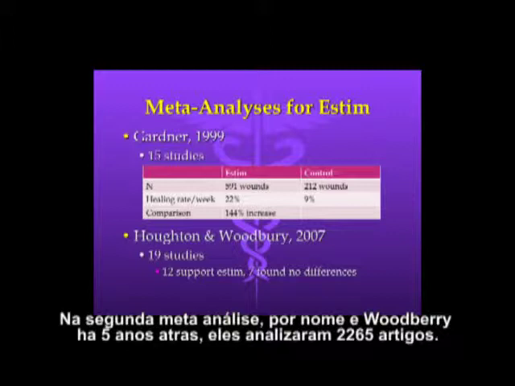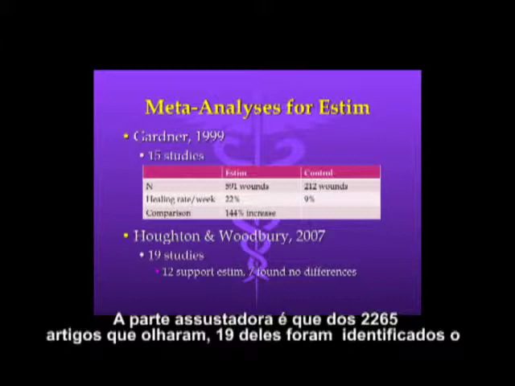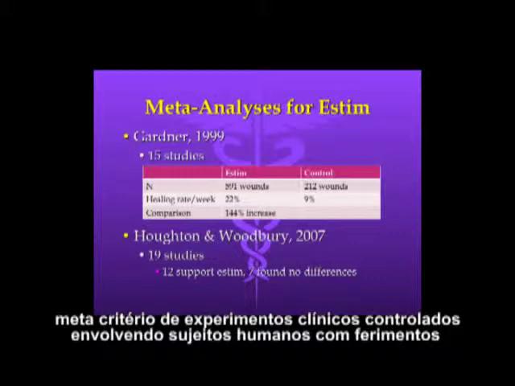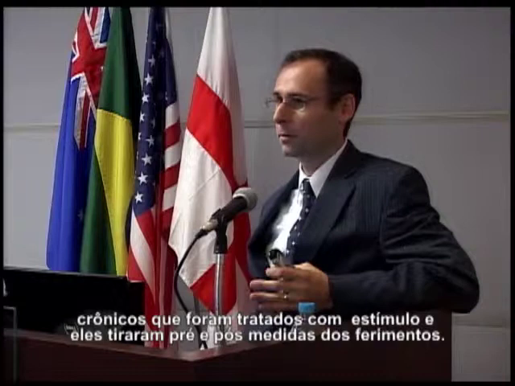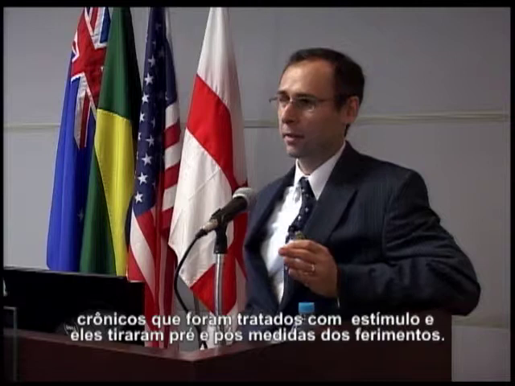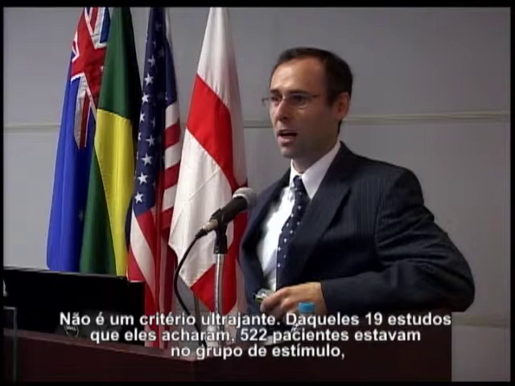Okay. The second meta-analysis, by Houghton and Woodbury from 5 years ago, analyzed 2,265 articles. And the scary part about that, of the 2,265 articles they looked at, 19 of them were identified that met their criteria of controlled clinical trials involving human subjects with chronic wounds that had been treated with E-stim, and they did pre and post wound measurements. So not outrageous criteria.